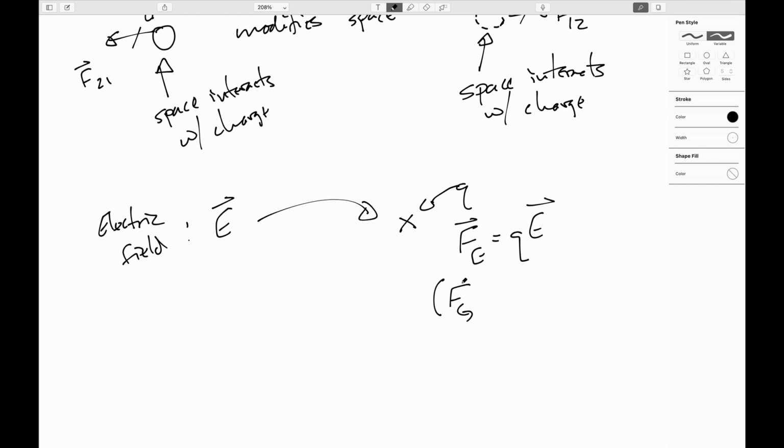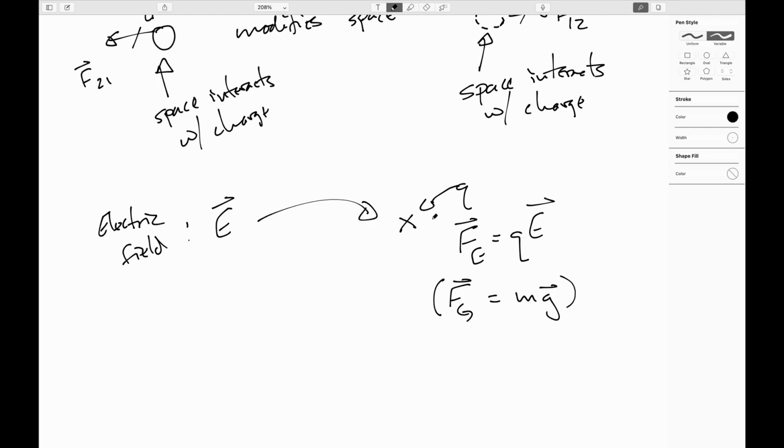If you remember, near the surface of the Earth, you wrote things like the force of gravity is equal to mg. That's because this g is not technically an acceleration. Even though a lot of books call it the acceleration due to gravity, it's actually the gravitational field strength. So again, it's the same deal. The mass was interacting with that location in space.